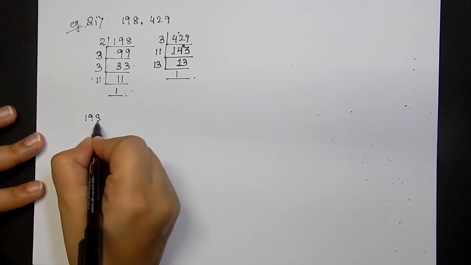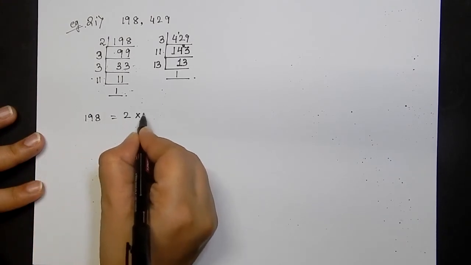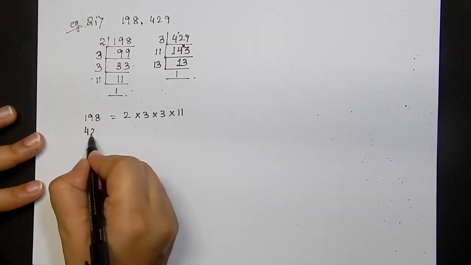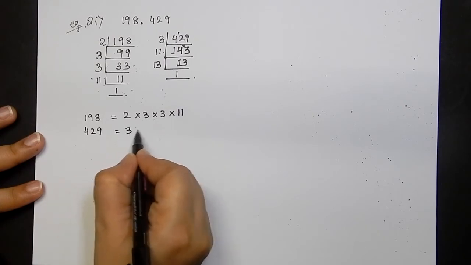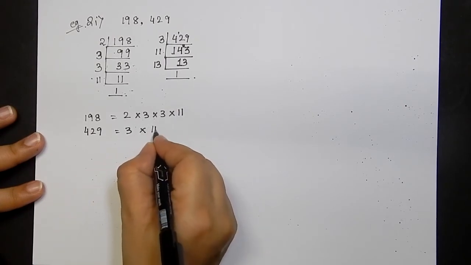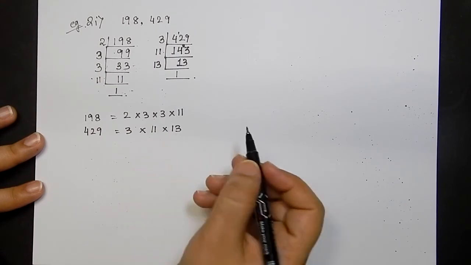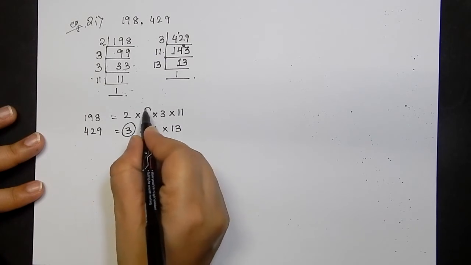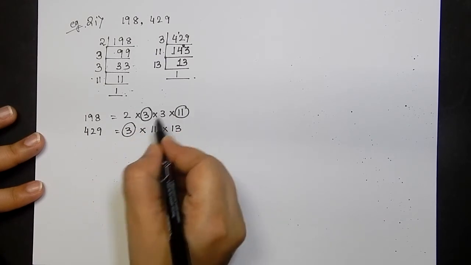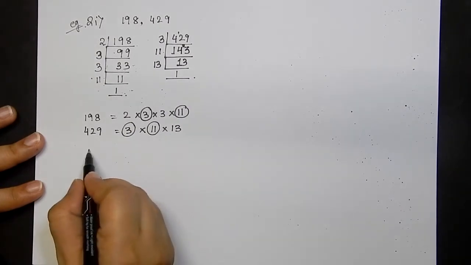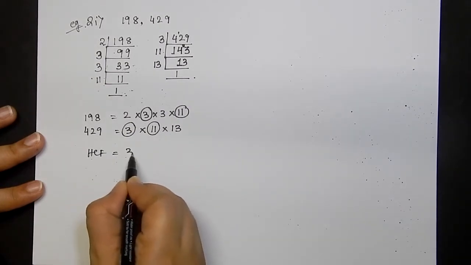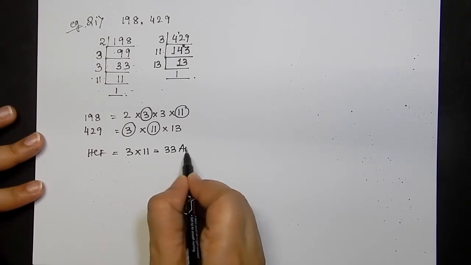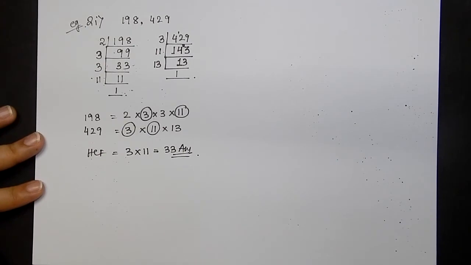So 198 is 2 into 3 into 3 into 11, and 429 is 3 into 11 into 13. So what are we getting? 1 3 common and 1 11 common. So my HCF will be 3 into 11, which is 33. That is my answer. Okay.